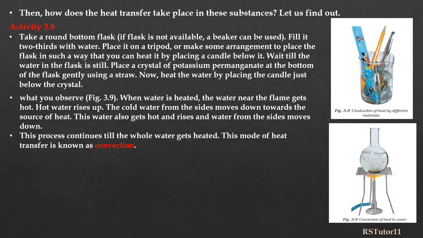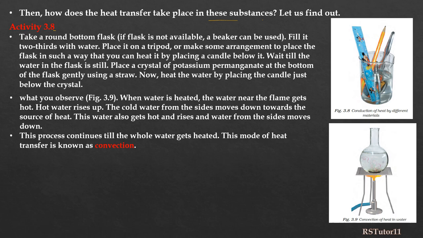Next, how does the heat transfer take place in these substances? Okay, next there is Activity 3.8. Take a round bottom flask. See, this one. So this is basically a beaker. If the flask is not available, a beaker can be used. Fill it two-thirds with water. Place it on a tripod or make some arrangement to place the flask in such a way that you can heat it by placing a candle below it.